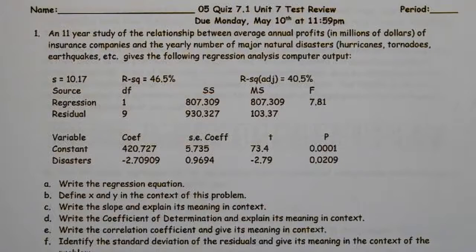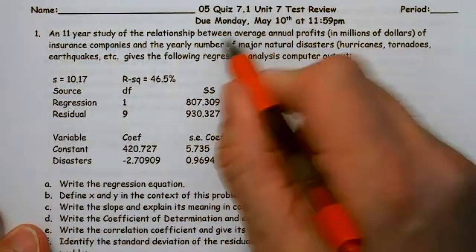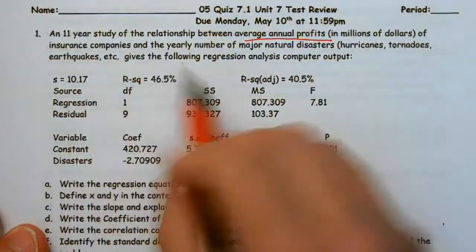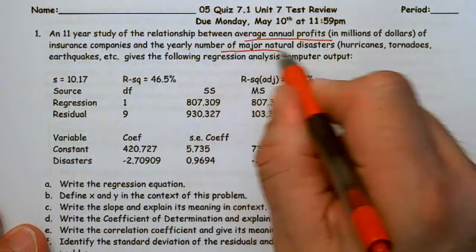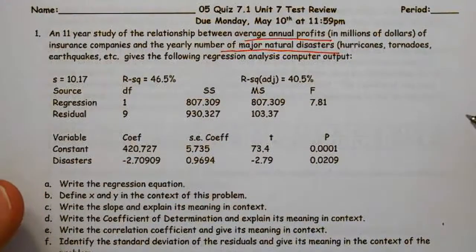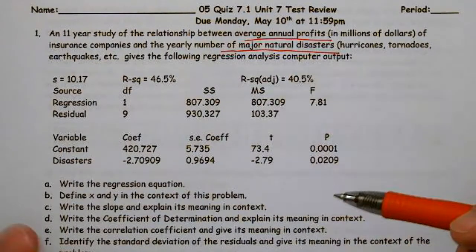An 11-year study of the relationship between average annual profits in millions of dollars of insurance companies and the yearly number of major natural disasters, hurricanes, tornadoes, earthquakes, etc., can be given by the following regression computer analysis output. So let's talk about this real quickly. It's talking about the relationship between average annual profits and number of natural disasters. So those are going to be my variables, but we really don't know what our X and Y is, but I can guess probably, but I'm going to take a look at what this printout has.